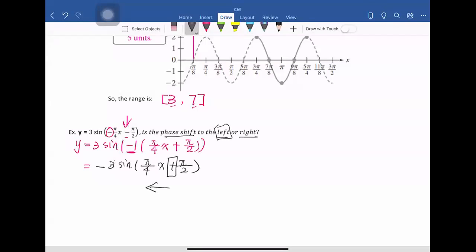So pi over 4 x plus pi over 2 equals 0. So minus pi over 2 on both sides. Pi over 4 x equals negative pi over 2. And multiply by 4 on both sides. So pi x equals negative 2 pi. And then divide by pi on both sides, I have x equals negative 2. So the phase shift equals negative 2.